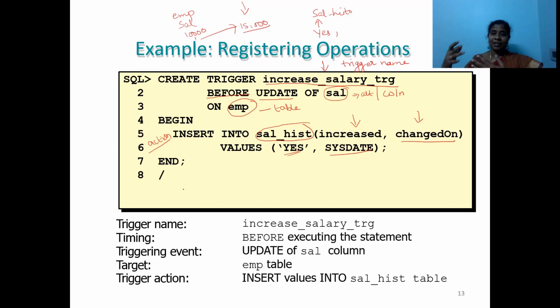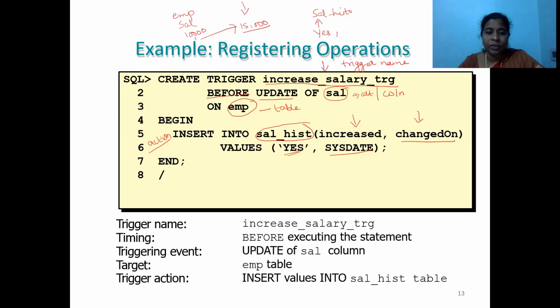Instead, if you write a trigger, it's like a procedure. You have to create a trigger, and if it is available in the system, automatically, whenever there is an update on the salary field of the employee table, this trigger will be called. Automatically, this insert operation will be done in the salary history. Is it clear?